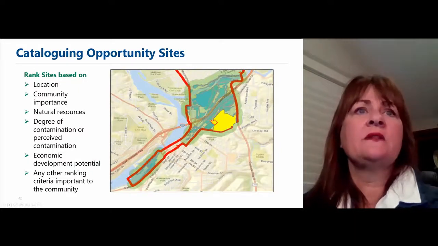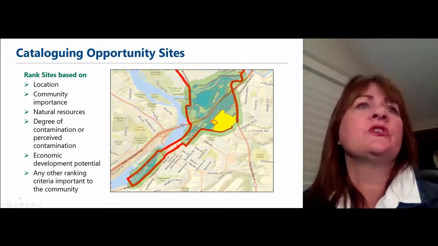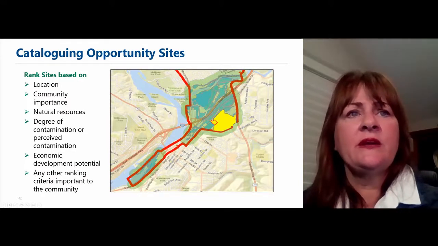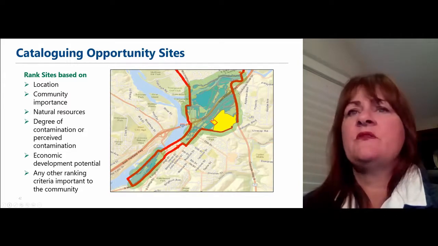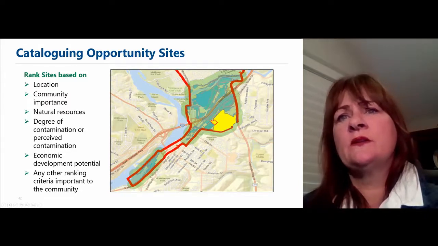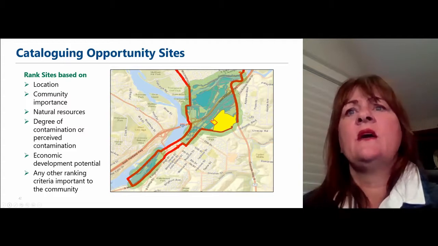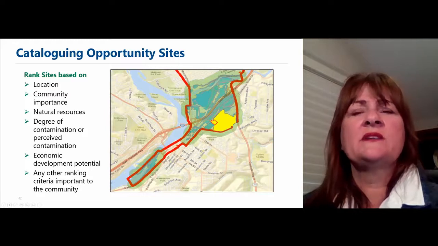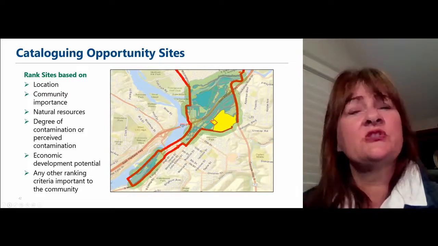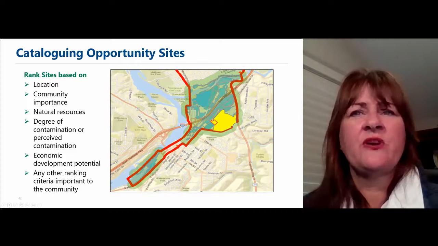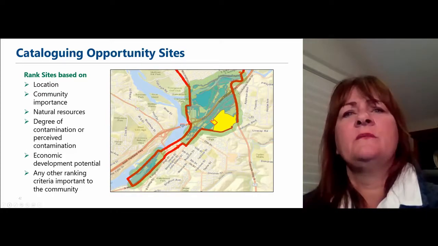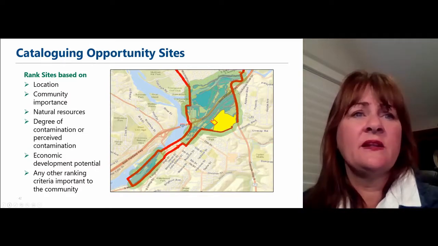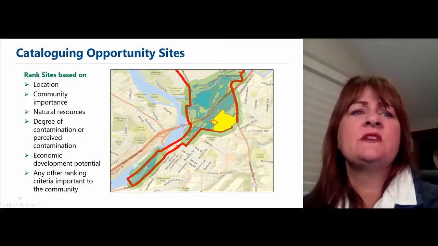Again, how you catalog these sites is completely up to you and your community. What lands are important to your community? Is it the natural resources? Do you have a potential blighted area that's adjacent to a wetland or adjacent to a river? Is there a perception that one area is more contaminated than another? Are there a bunch of drums that have been sitting on this property forever and you want to get them moved? Is the property located in an area where you think you could have some serious economic development opportunities? There's so many ways that you could rank these things.